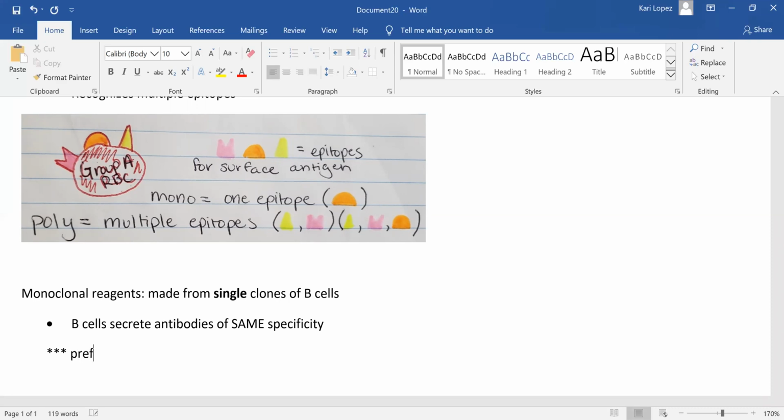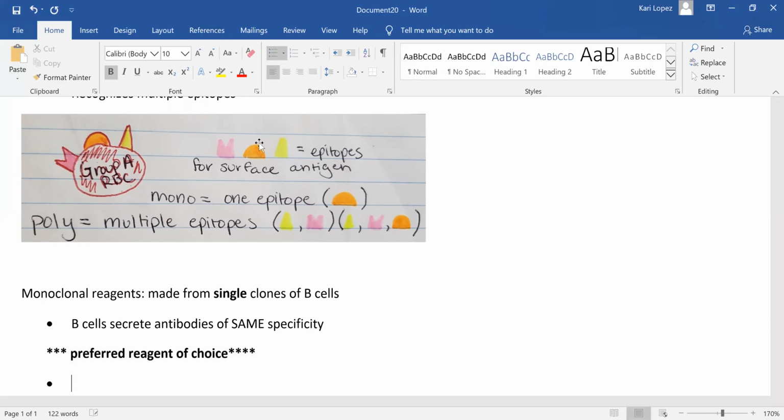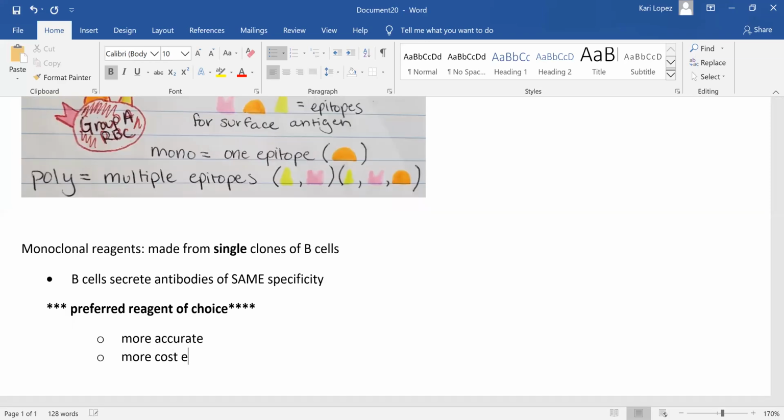Now, your monoclonal reagents are your preferred reagent of choice. This is because they are more accurate. It is more cost effective. Those are very valuable things in the lab. So accurate, cost effective, and if you remember before, what was required to make your polyclonal reagents, you needed a human donor. Your monoclonal reagents do not require a donor to manufacture. They don't need a human donor.